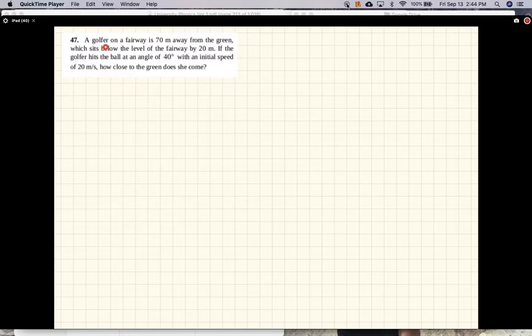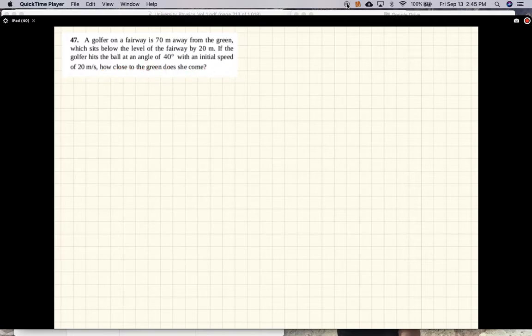Okay, in this problem, a golfer on a fairway is 70 meters away from the green, which sits below the level of the fairway by 20 meters. If the golfer hits a ball at an angle of 40 degrees with an initial speed of 20 meters per second, how close to the green does she come?